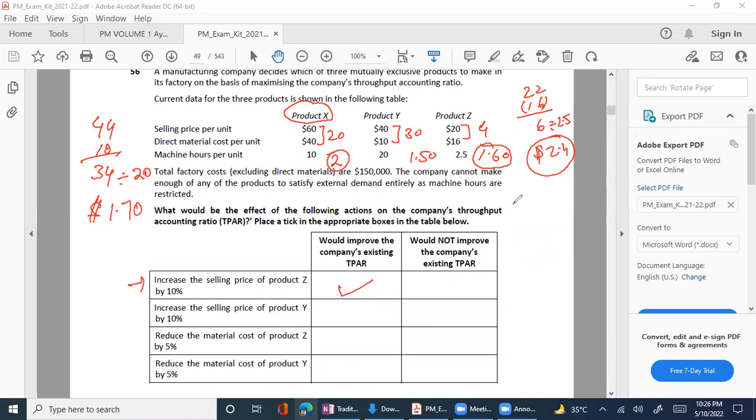In the previous situation, our best was 2, but now our best was 2.4. So we will shift to product Z instead of X. But here in the second situation, our X will be the best one. So in this case, throughput accounting ratio would not improve. We will be in a situation of X because the products are mutually exclusive. Are you getting the point?